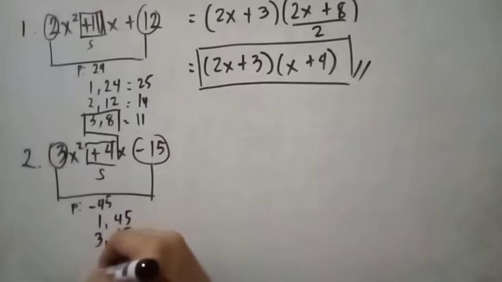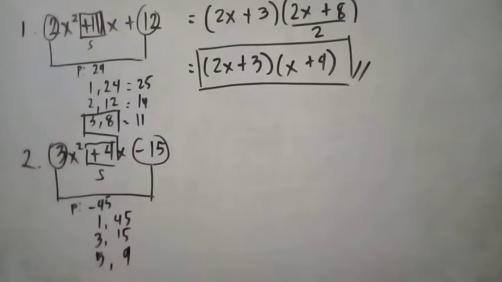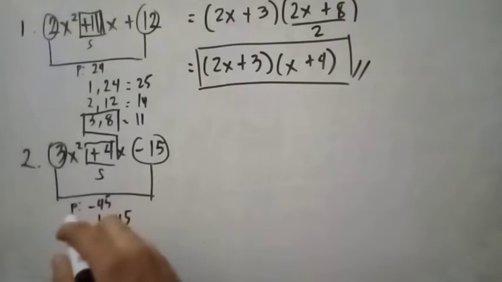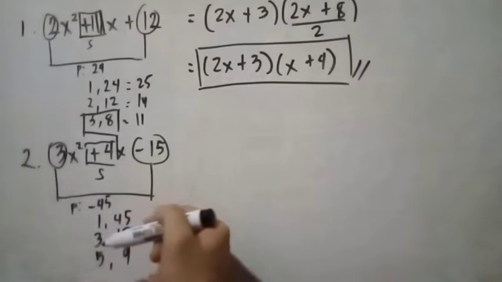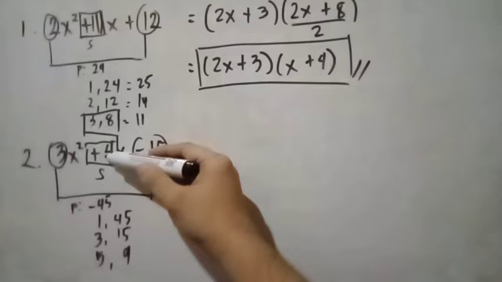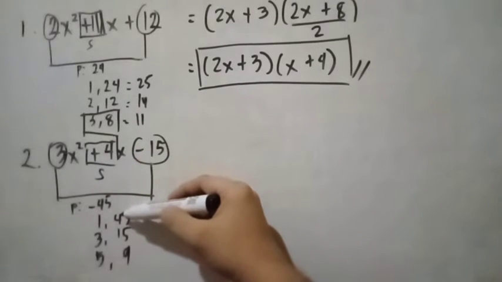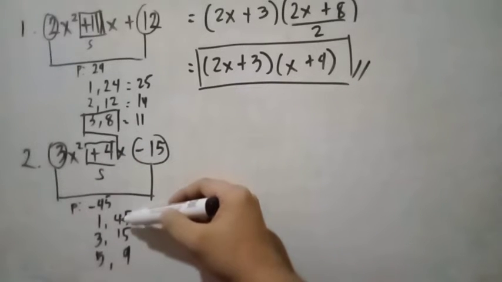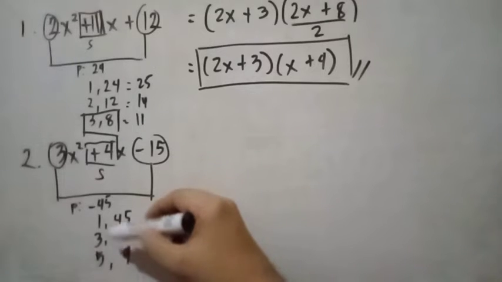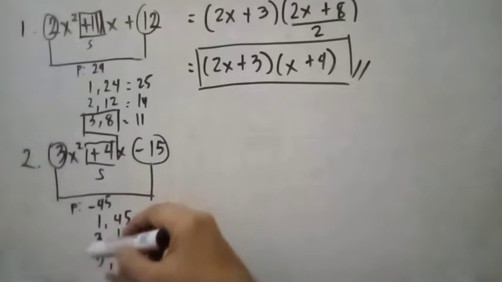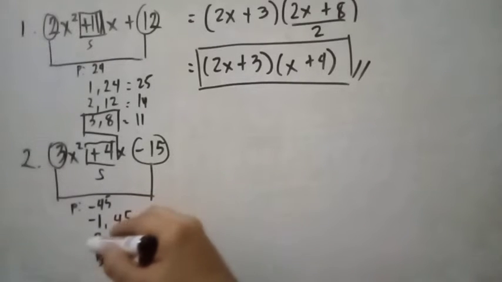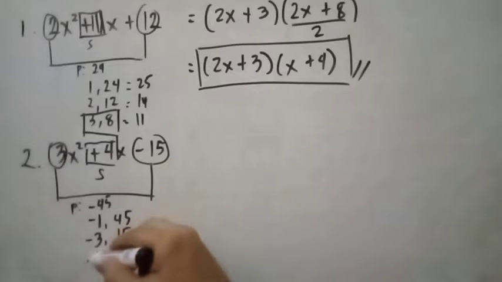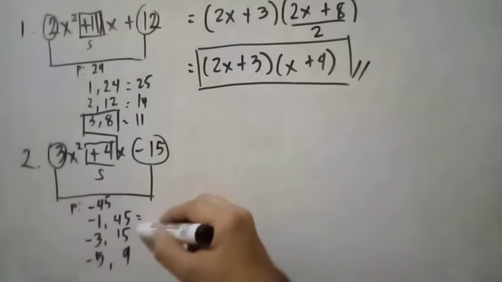Tapos, 4, hindi pwede. 5 and 9. Ayan. And take note, yung product ay negative. So, dapat magkaiba yung sign. So, pero alin dyan? Alin dyan negative, alin dyan ay positive. So, titignan muna natin yung sa sum. So, positive yung sum. So, dapat yung malaking number din ay positive. So, kung positive dapat to, dito naman ay negative yung mas maliit na number sa pares. So, we have negative 1 and 45, negative 3 and 15, and negative 5 and 9. Ayan, yan yung mga factors ng negative 45.